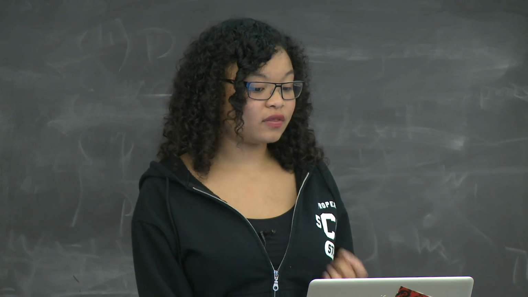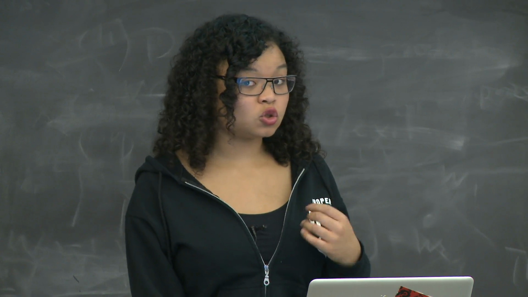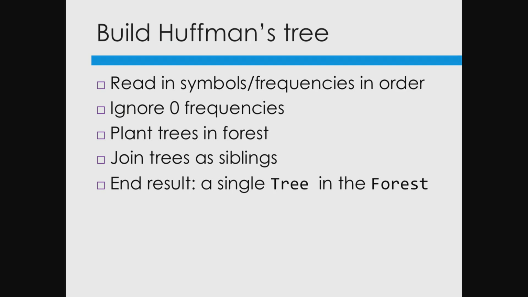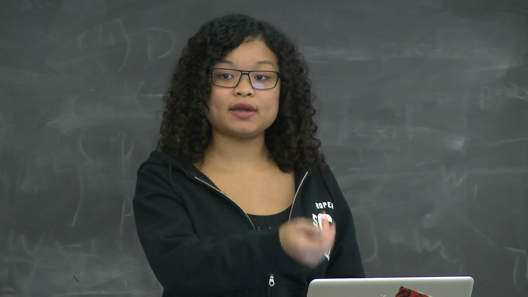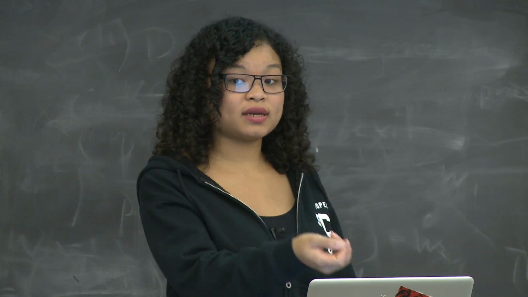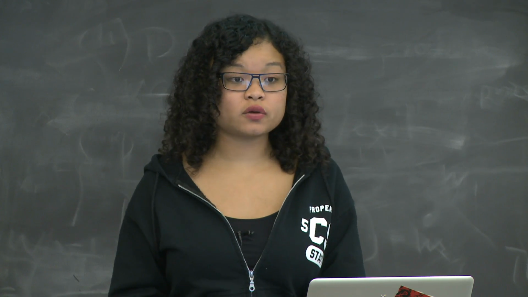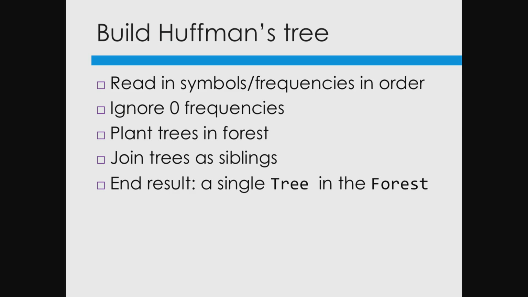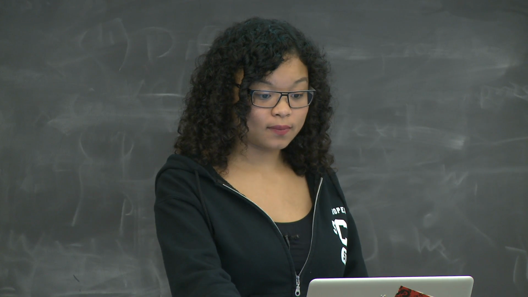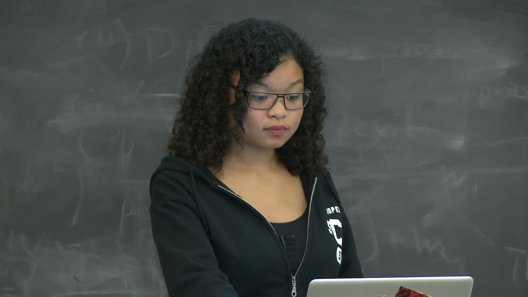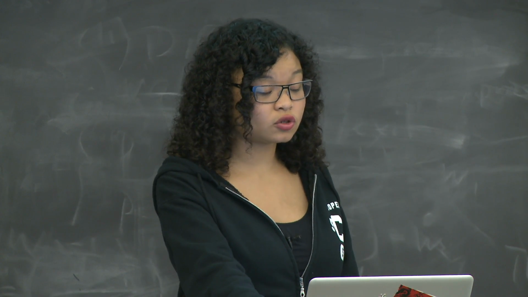Then once you plant the trees in the forest, you can join those trees as siblings. So going back to planting and picking, you pick two and then plant one, where the one that you plant is the parent of the two children that you picked. And so your end result is going to be a single tree in your forest. All right, so that's how you build your tree.